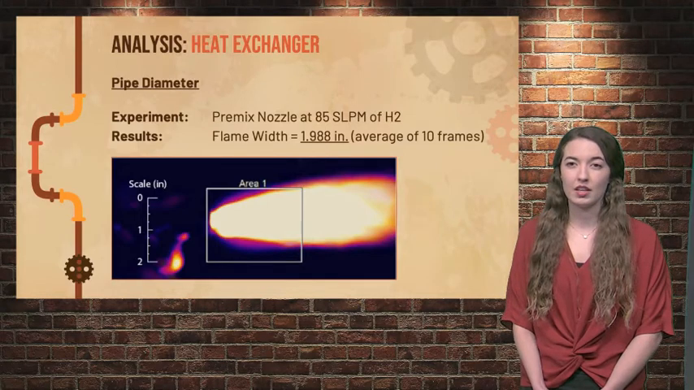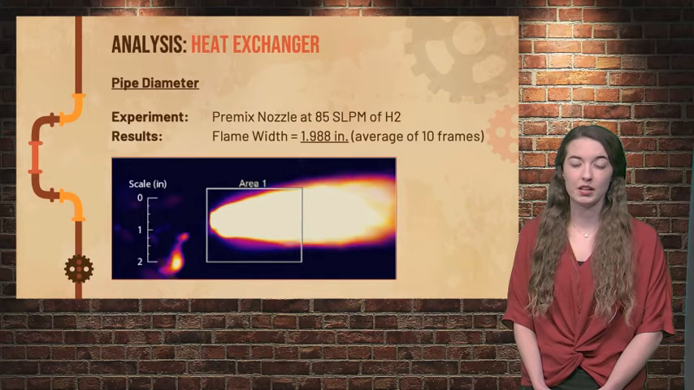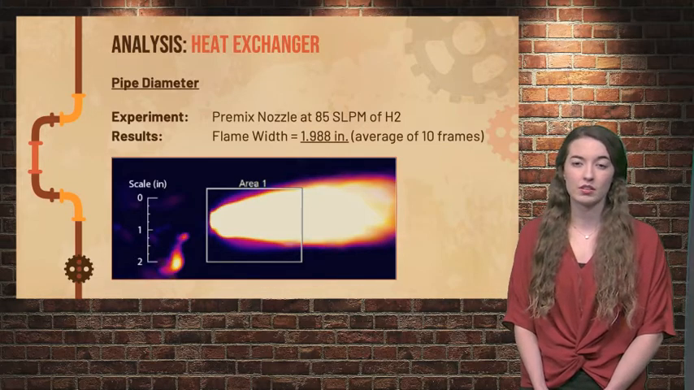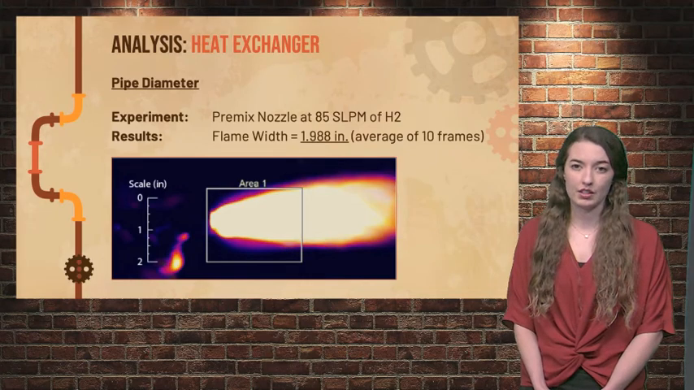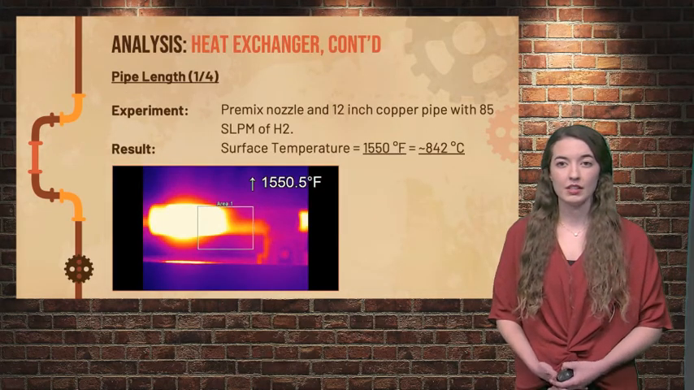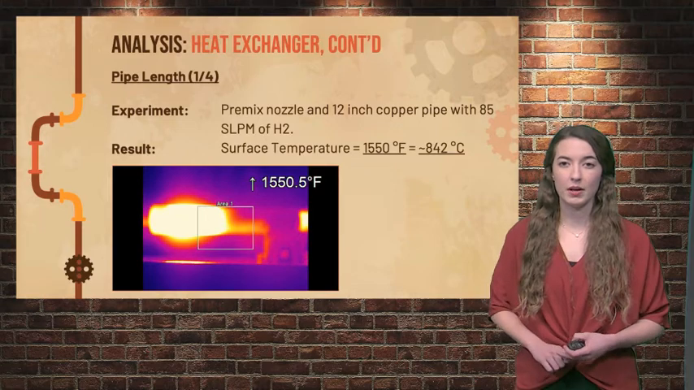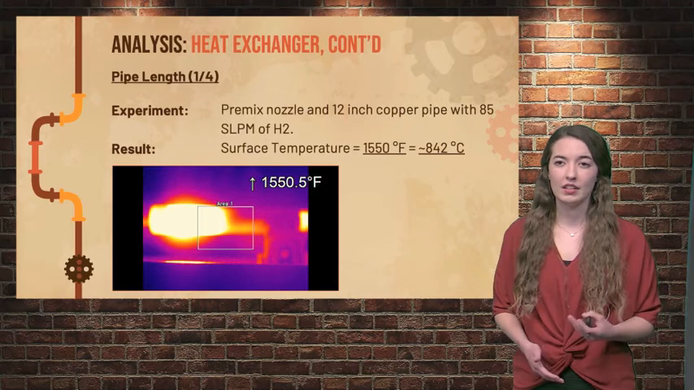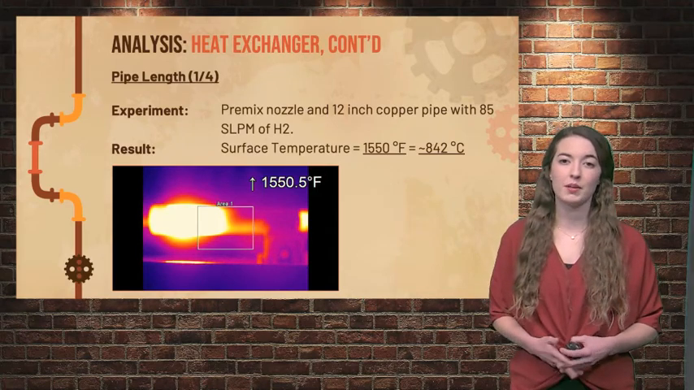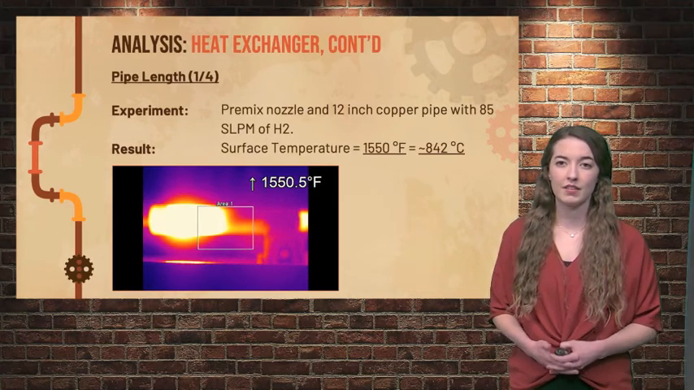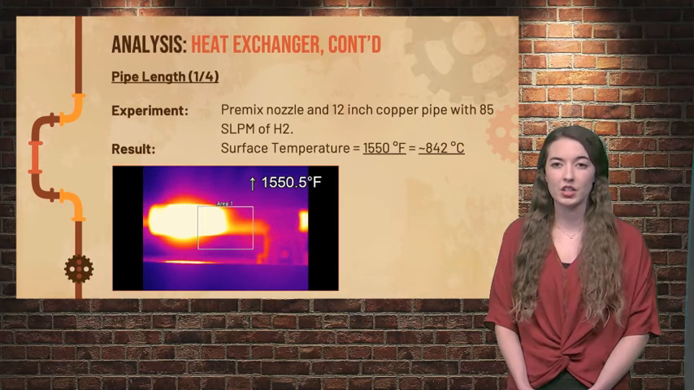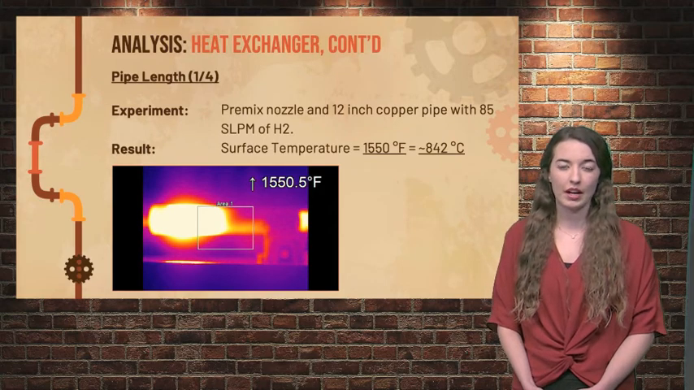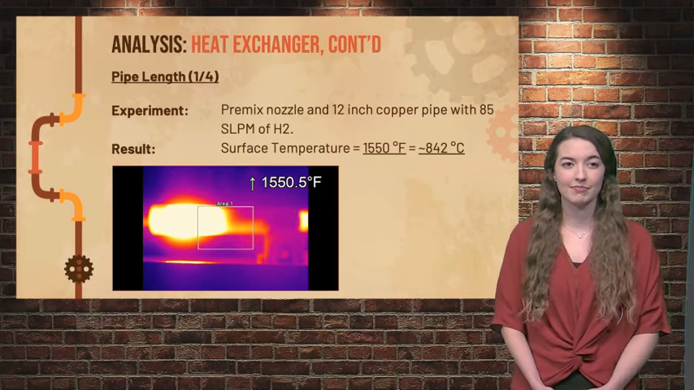So we decided that the pipe diameter should be about 2 inches because we wanted it as close as possible to the inside of the chamber walls to encourage the best heat transfer. So in the previous test, we also found the flame length to be about 12 inches long, so we went with a copper pipe that was also 12 inches long. And in this next experiment, we attached the pipe itself and ran the same test at 85 SLPM of hydrogen and found the surface temperature to be 1,550 degrees Fahrenheit, which is about 842 degrees Celsius.